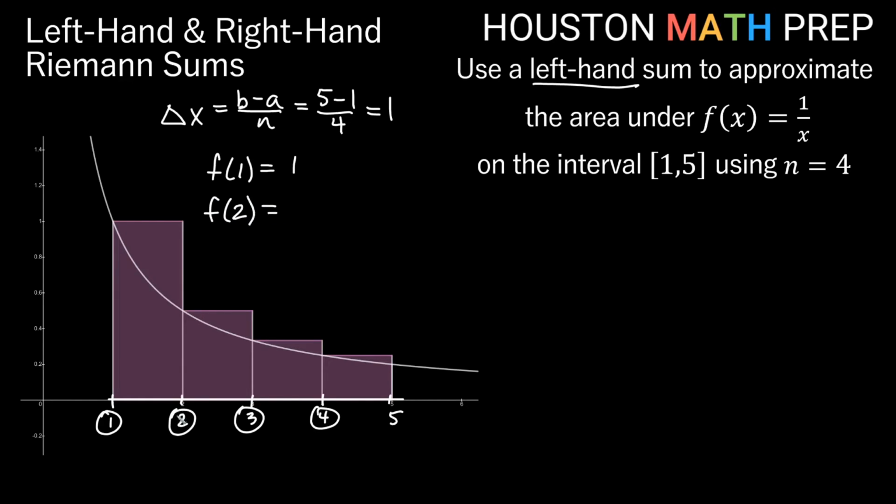If we plug in 2, then we'll get 1/2. If we plug in 3, we'll get 1/3. And if we plug in 4 for the height of our last rectangle, then we get 1/4, right? So these are the heights of our rectangles.